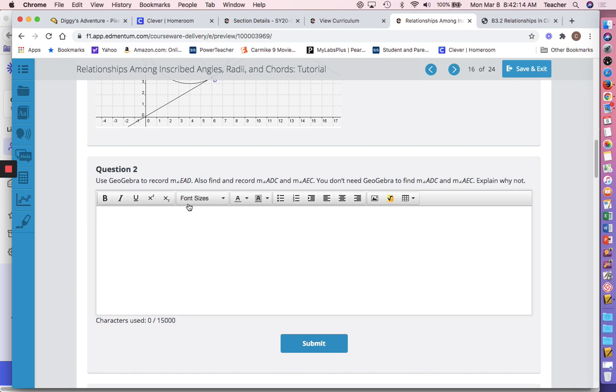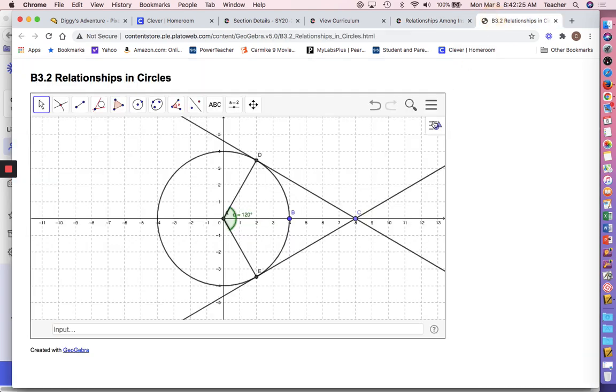All right, so also find and record angle ADC and AEC. You don't need GeoGebra to find ADC and AEC. Explain why not. All right, so where's ADC? Oh, okay, well, I just said that. Angle D, it's a 90-degree angle automatically. I had no clue that's what they were going to ask you guys. But that's the reason: because a radius and a tangent line intersect, they form a 90-degree angle. Here's another radius and another tangent line, they form a 90-degree angle.